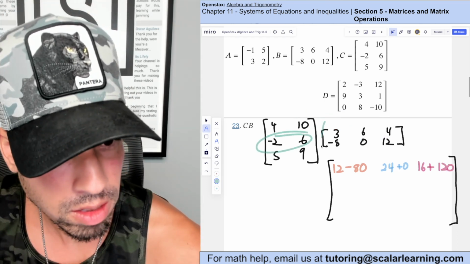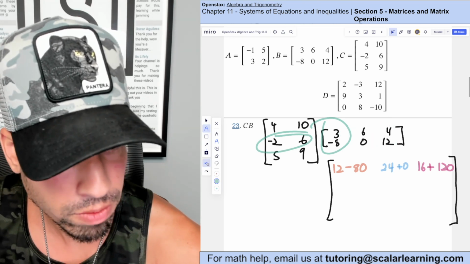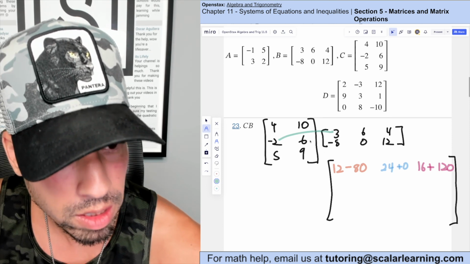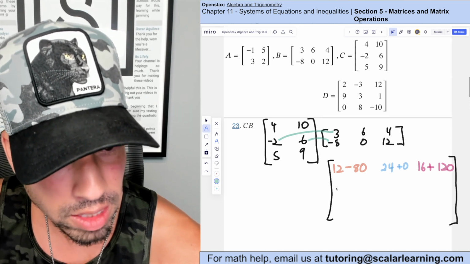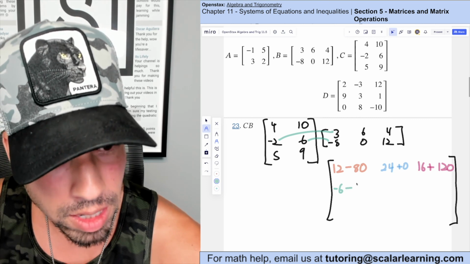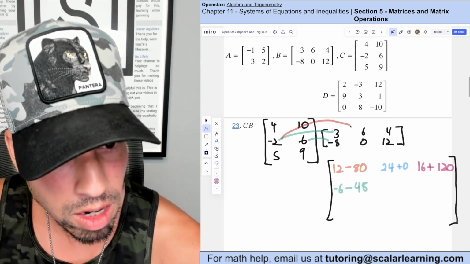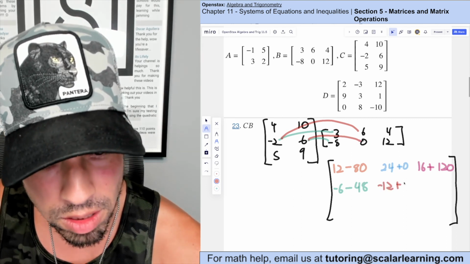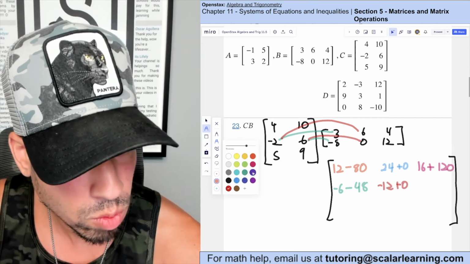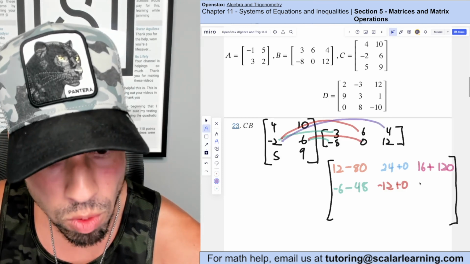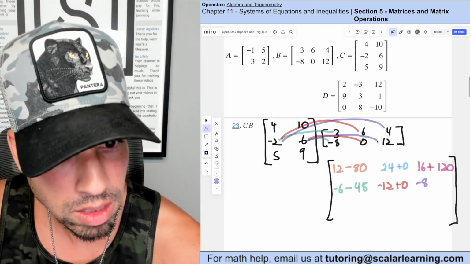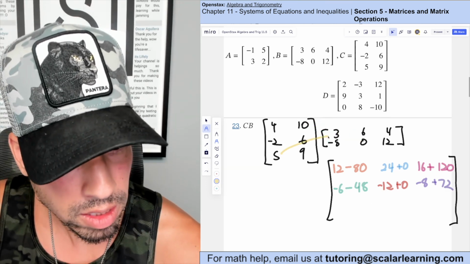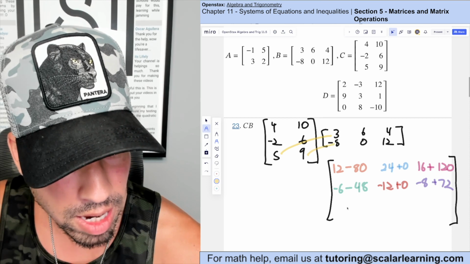Next, we're going to hit this times each one of these columns. But first, we're going to do this one times just the first. So -2 times 3 plus 6 times -8. So that's -6 minus 48. Then we're going to go second column, -2 times 6 plus 6 times 0. So that's -12 plus 0. And then we got the third one in purple. -2 times 4 is -8. And then 6 times 12 is 72. Cool, let's go to the last row. So we go again to that first column, 5 times 3 plus 9 times -8.